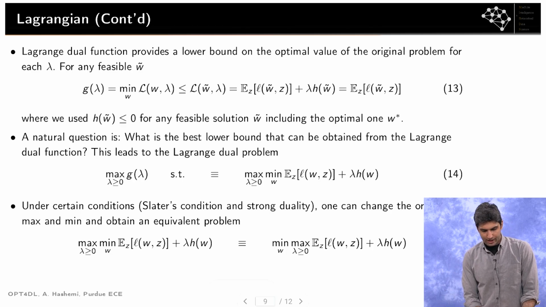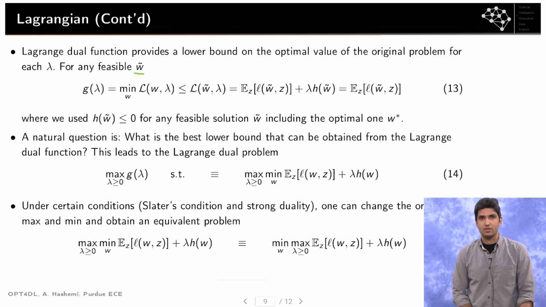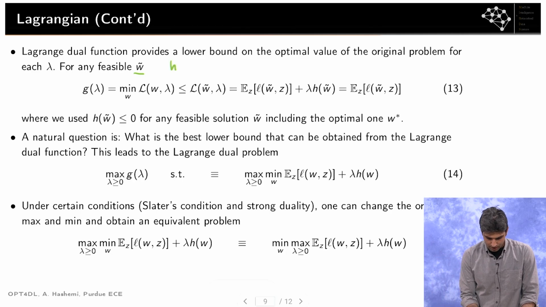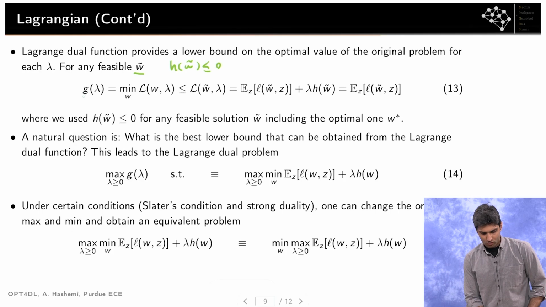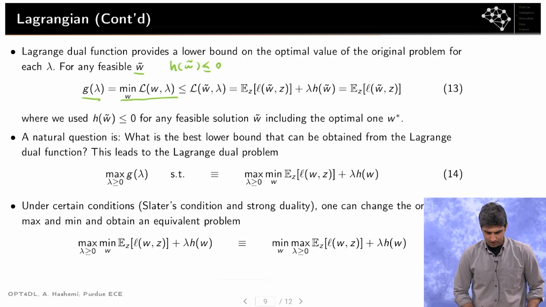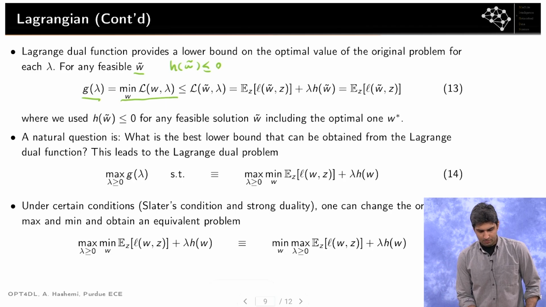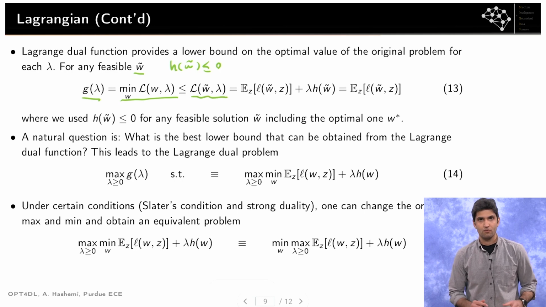For instance, consider any feasible point w tilde. That basically means that it's a point at which h of w tilde is less than or equal to 0. Okay. Then we define the dual function to be the minimum of the Lagrangian over w. So this must be less than or equal to the Lagrangian evaluated at w tilde, because w tilde is not necessarily the minimizer of the Lagrangian.